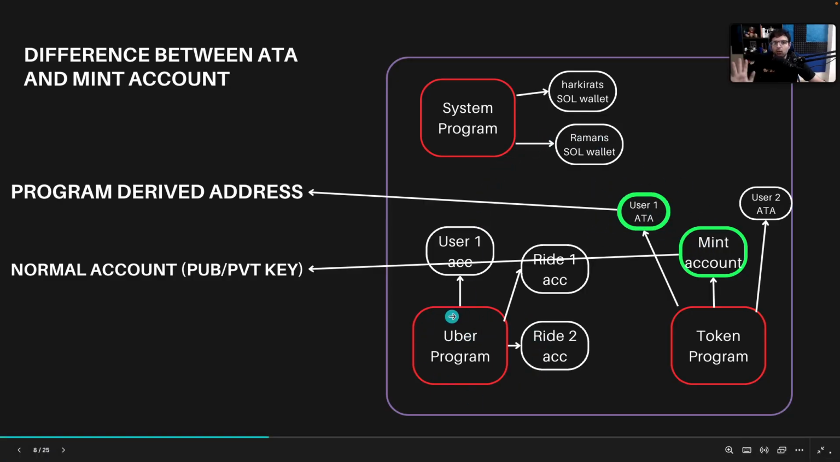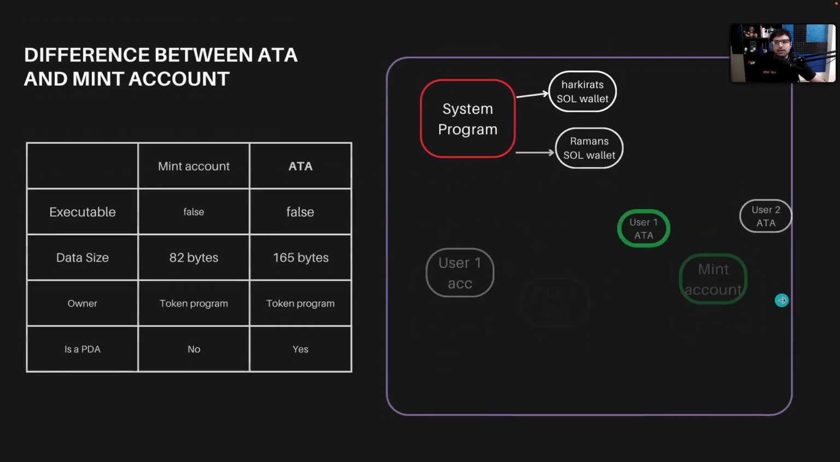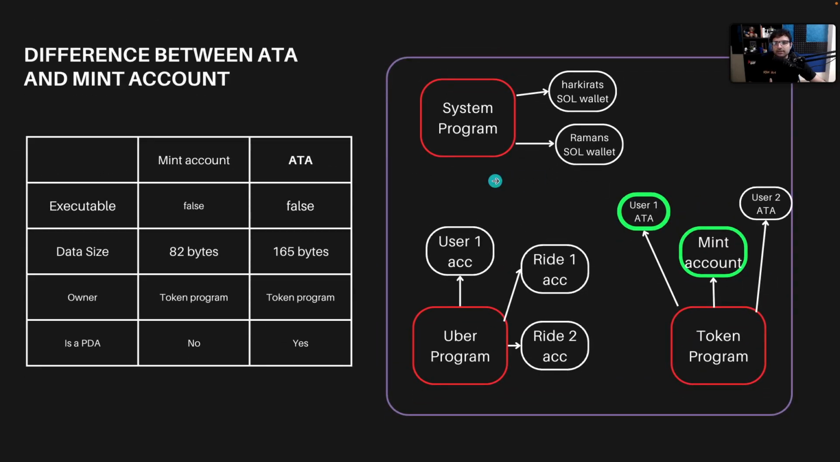Correspondingly, if you create an Uber program in the future, right? If you create an Uber program, you will also have these as program derived addresses. What is a program derived address? We'll come to it very soon. But if you create a Uber program in the future, the place where you are storing the user's data, the write one data, the write two data, these will be program derived addresses. But the question is, what is a program derived address?